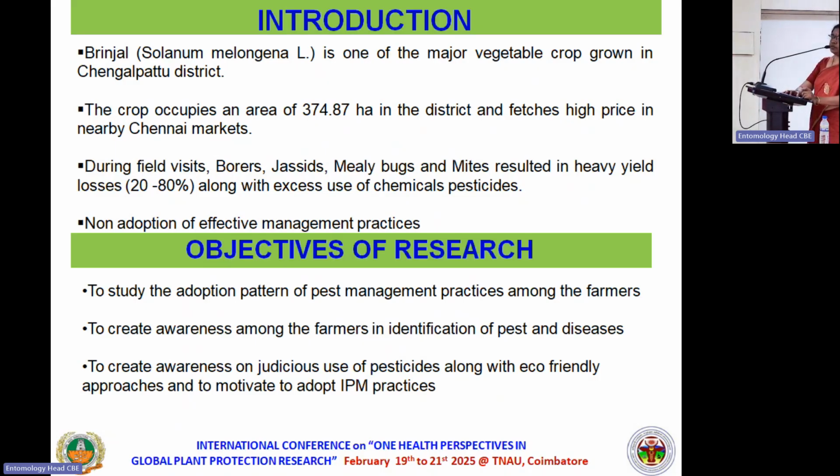Our major objective was to study the adoption pattern of the pest management practices followed by the farmers in the district after KVK intervention, and to create awareness about the judicious use of pesticides, and also awareness among the farmers in identification of pests and diseases, which is one of the important factors that need to be emphasized, because they are using a large amount of pesticides in the field, which is not cost effective and also results in poor quality of the produce.